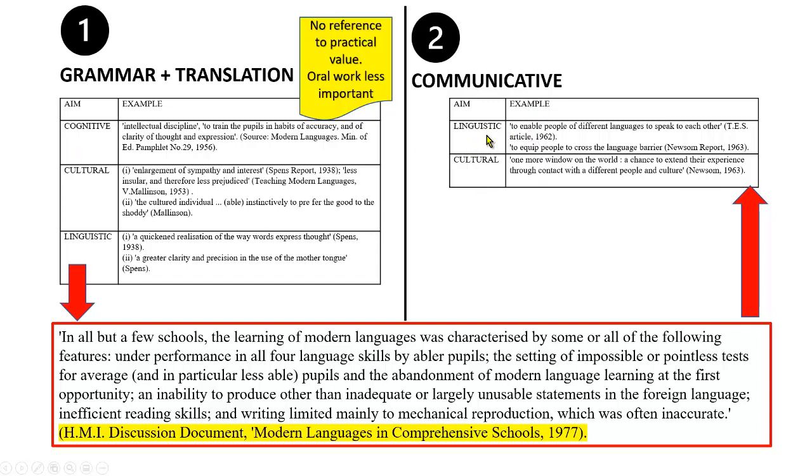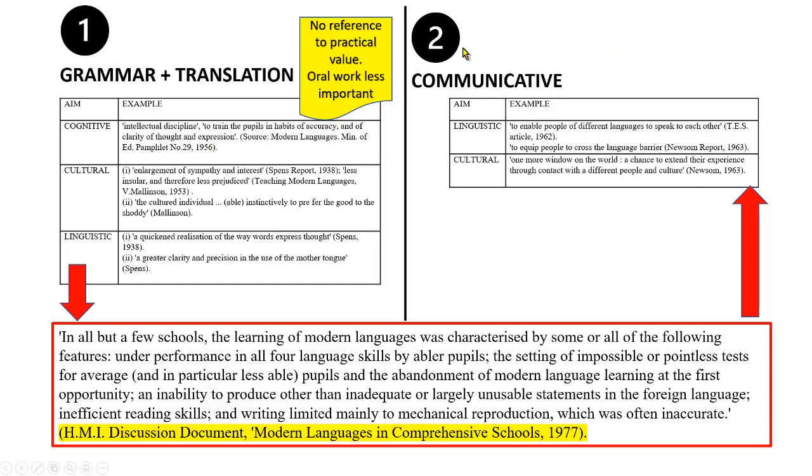So the primacy of communication, to enable people of different languages to speak to each other, to equip people to cross the language barrier, and cultural, one more window on the world, a chance to extend their experience through contact with different people and cultures, so differently expressed, but that idea about the intellectual discipline was less pronounced.